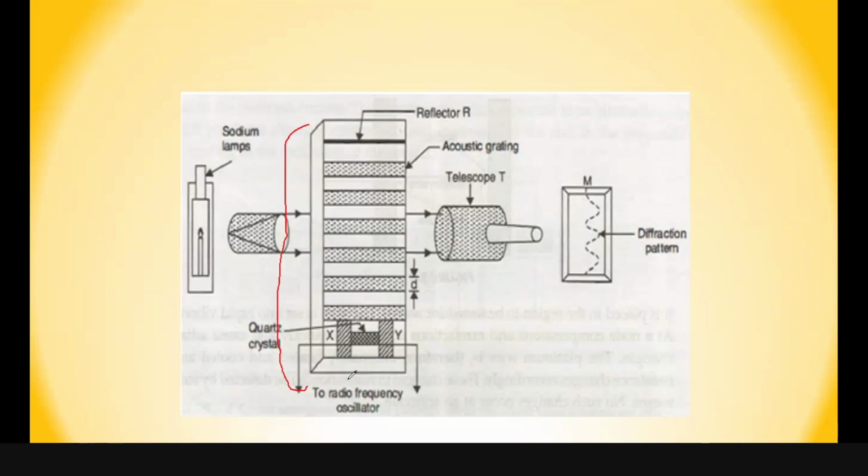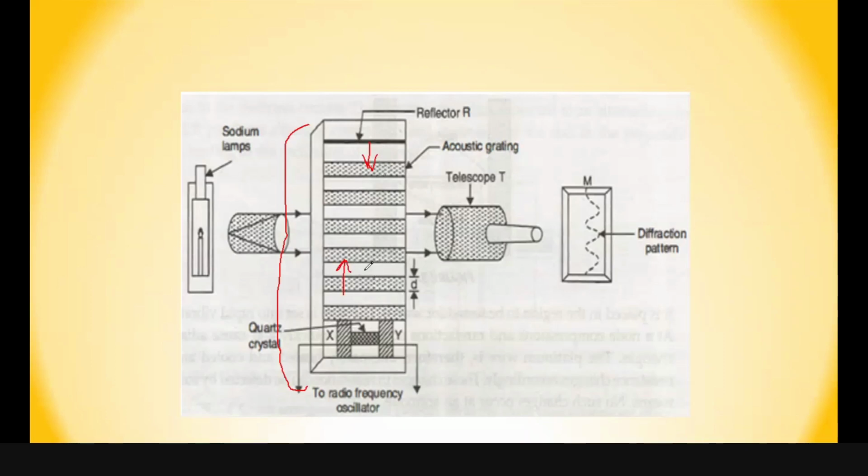When the oscillator is switched on, the ultrasonic waves will be generated and will pass through the liquid column. They will move towards the reflector and be reflected from it. I am repeating: the ultrasonic waves are allowed to pass through the liquid column, and they will be reflected from the reflector. So I will have waves moving upward and waves coming downward.